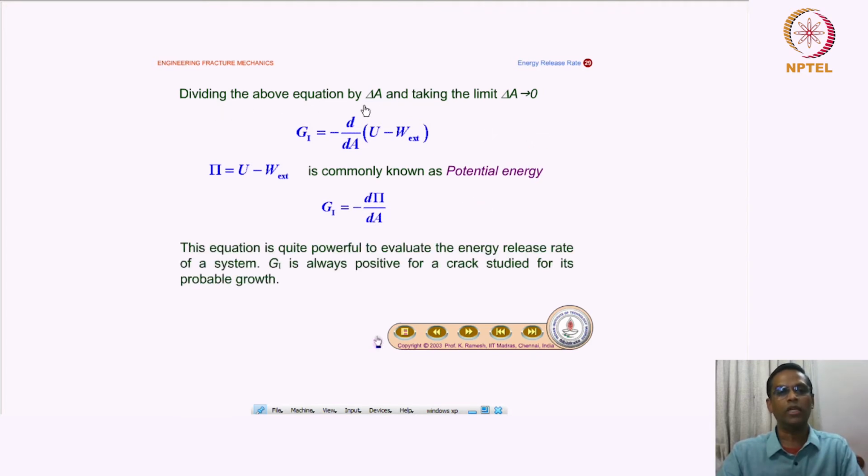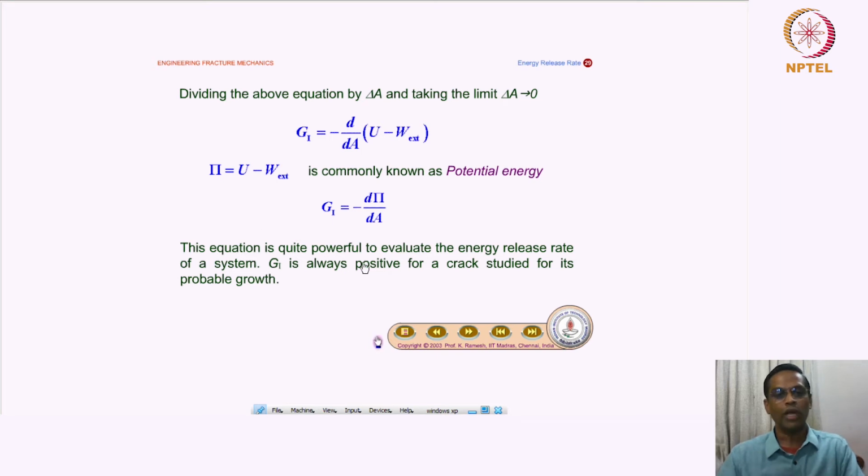So dividing the above equation by delta A and taking the limit delta A tends to 0, this is a very important step, and then you get an expression G1 is equal to minus d by dA into U minus W external. Pi, capital Pi, is equal to U minus W external, and is commonly known as potential energy. This is a definition given in the strength of materials. So you just write that expression G1 is equal to minus d pi by dA. Okay, this is in terms of potential energy.